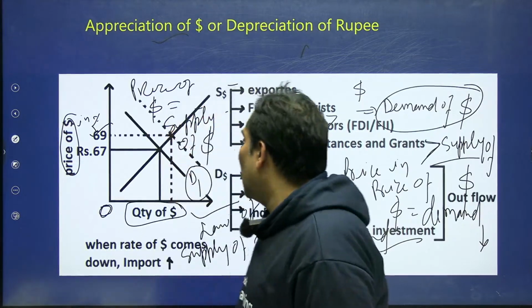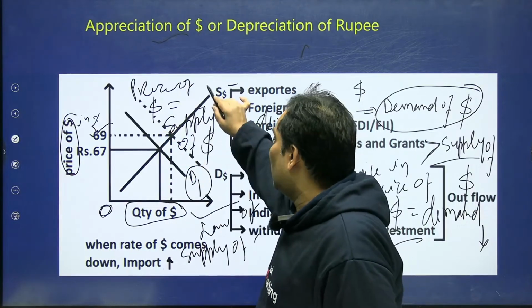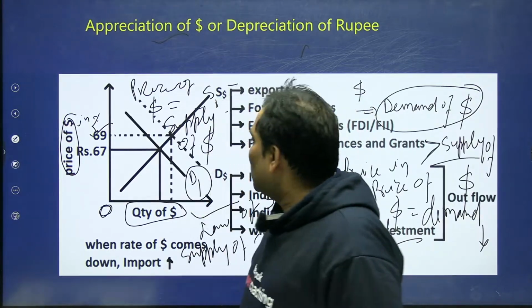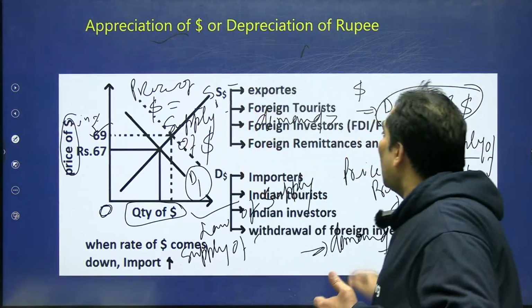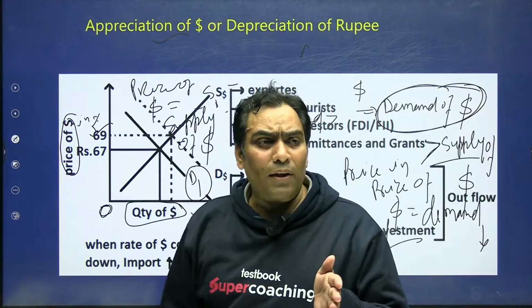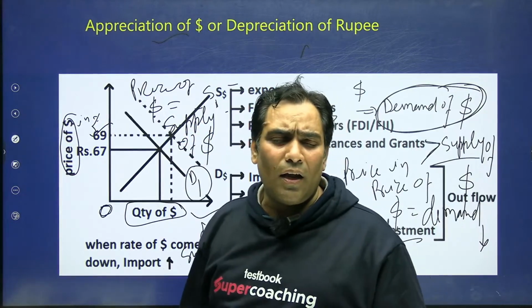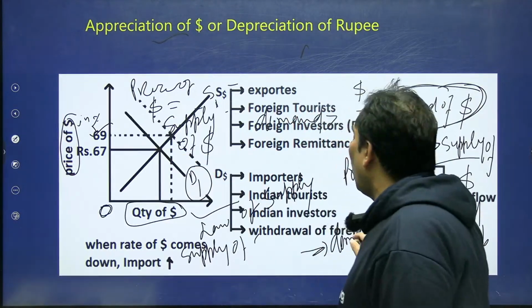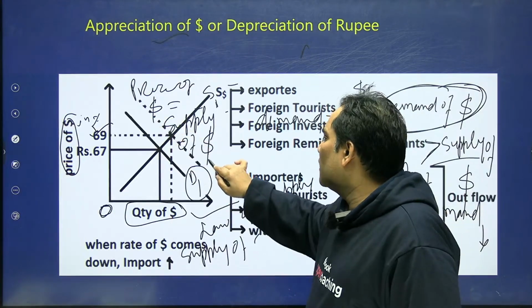Okay, so initially the demand curve is depicted with D1 and the supply curve is depicted in our figure with S. So what is the meaning of appreciation? That means demand has increased but supply has not increased. Whenever there is an increase in demand, the demand curve will shift rightward. We discussed it already. So since there is an increase in the demand of the dollar, the demand curve will shift rightward. So the new demand curve is going to be D2.